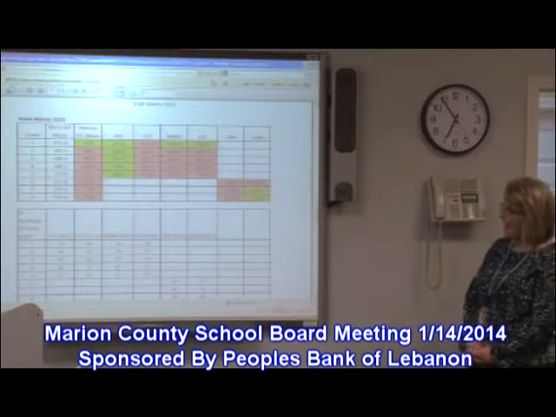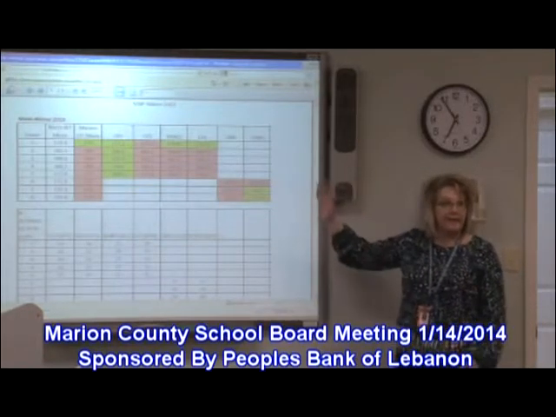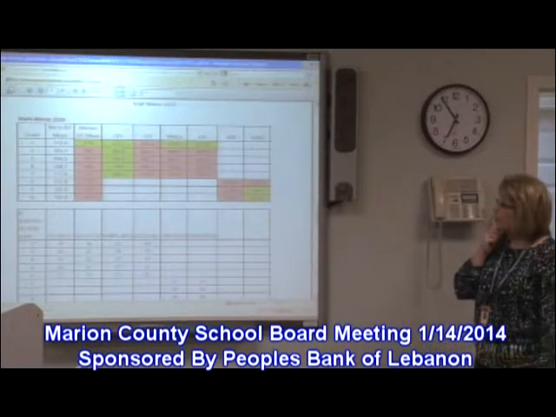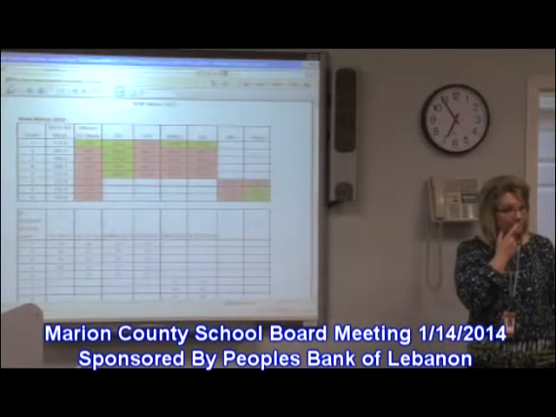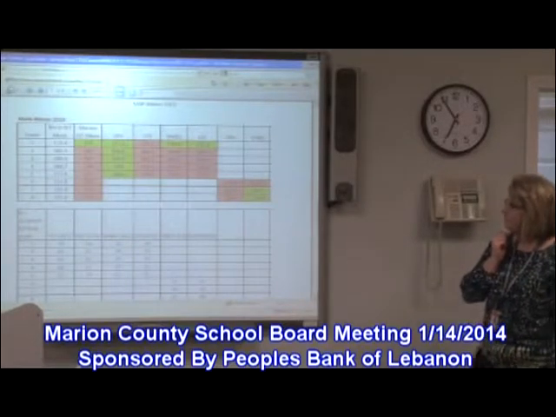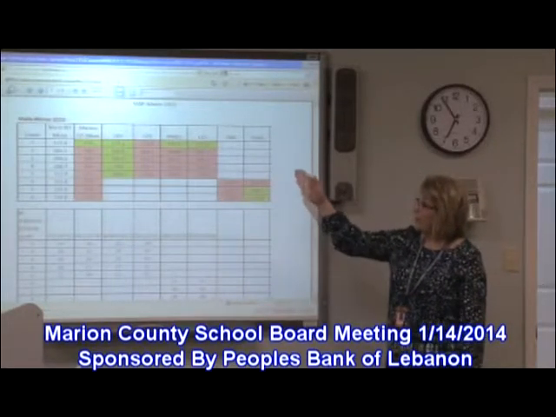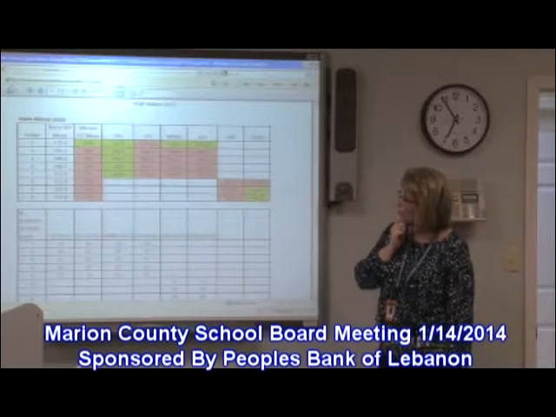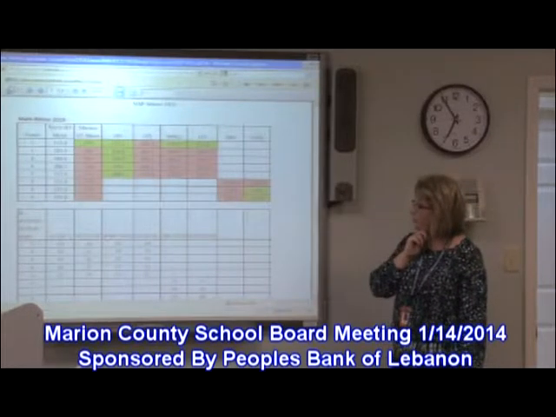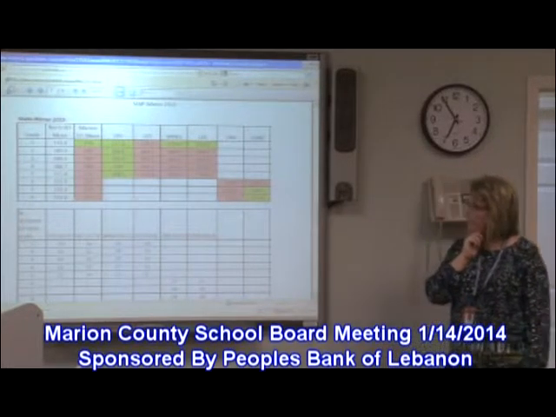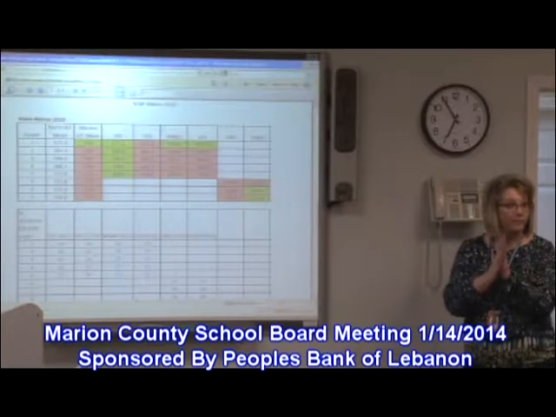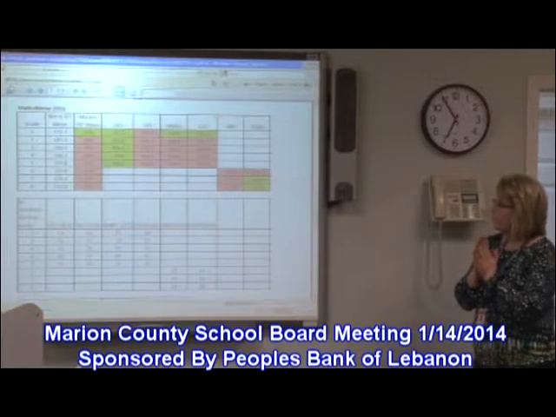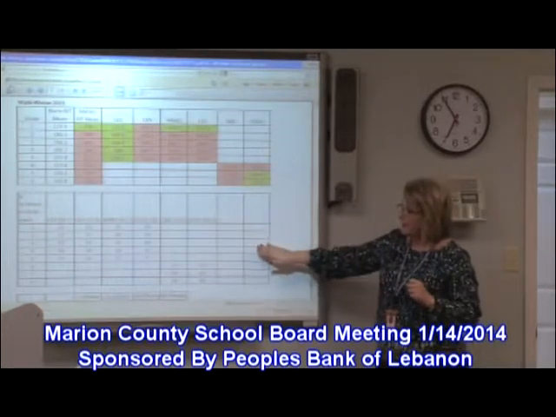Okay, here's the math data, and it's the exact same tables, but with math. You can see a little bit more red on this one. You can see where we as a district, in that first column, compare to the national norm, and then each school. I'll let you look at it, and if you have questions, since it's the same, then we go to the second table.